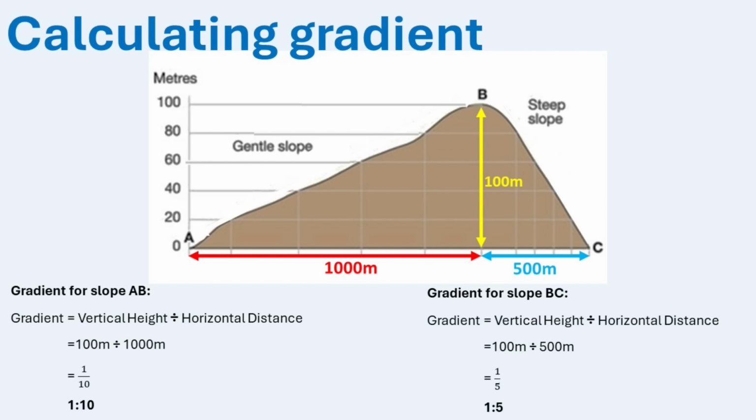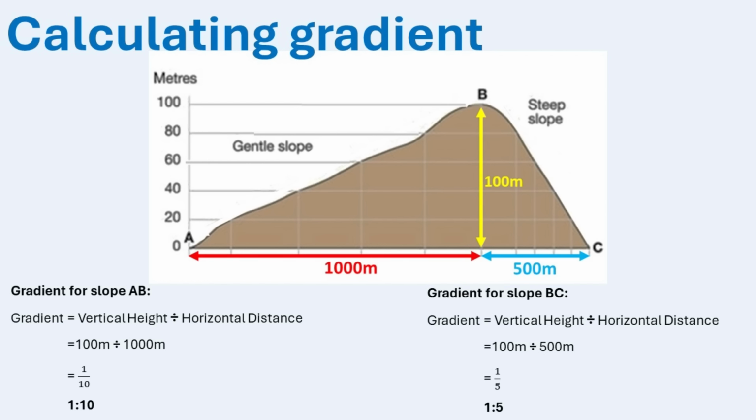In this case, the vertical height difference between points A and B is 100 meters, and the horizontal distance is 1,000 meters. To determine the gradient, we divide the vertical height difference, 100 meters, by the horizontal distance, 1,000 meters. Gradient equals vertical height divided by horizontal distance. 100 meters is divided by 1,000 meters. This gives a gradient of 1/10.